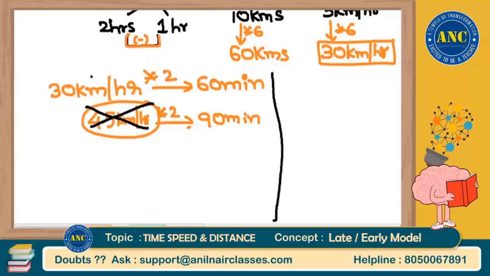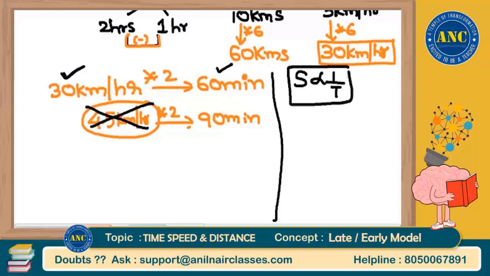Please understand carefully, sir. This part is the speed. This part is the time, right? That means whenever this is the speed, this is the time. Speed and time are inversely proportional to each other. Whenever any two parameters are inversely proportional to each other, you should never cross multiply. Rather, you should multiply them parallelly, which I also taught you in time and work class.